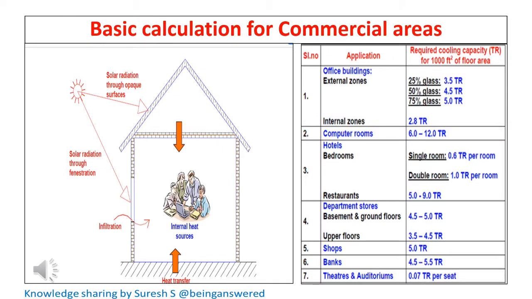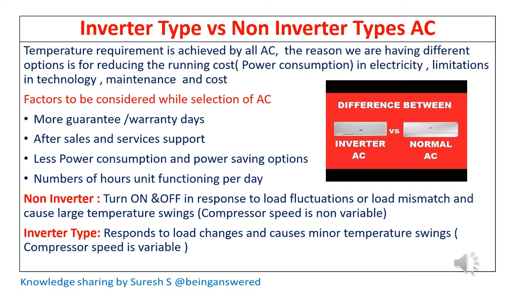In this picture, we can understand the possible ways how the heat is transferred into the living space. For a smaller commercial building of 1000 square feet area, the AC requirement is shown for more understanding. Have a glance at that. In general, fresh air of minimum 10% flow is to be maintained for a better healthy air ambience. Temperature requirement will be achieved by all AC.